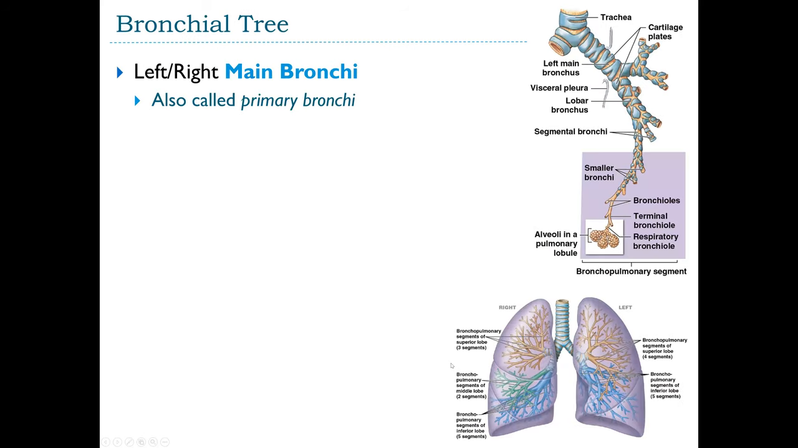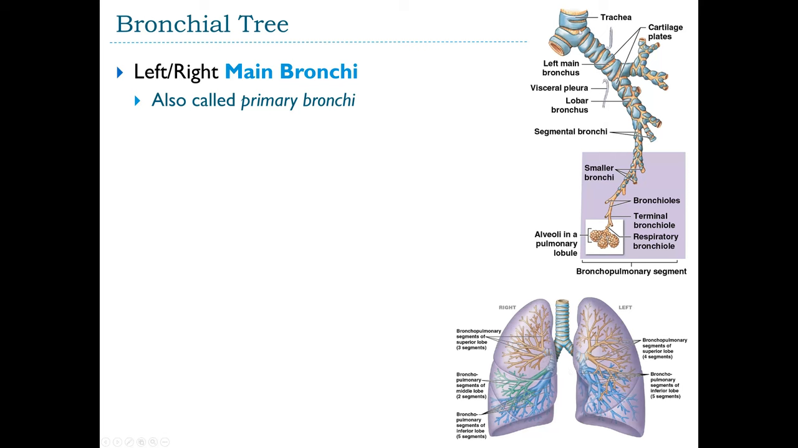So now let's look at the bronchial tree, and it's called a bronchial tree because just like trees, it starts with a very thick trunk. In this case, the trunk would be the trachea, and then you have subsequent branches, and at each branching point, the branches get smaller and smaller, just like you see with a tree.